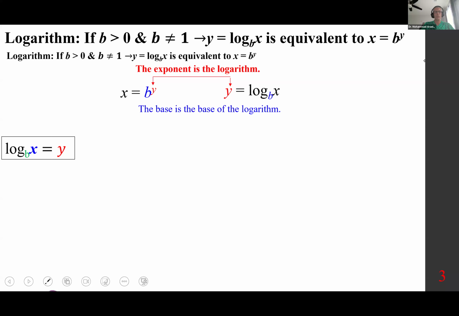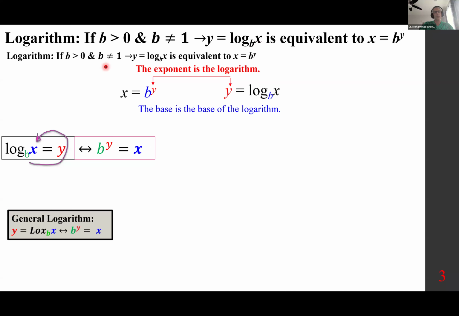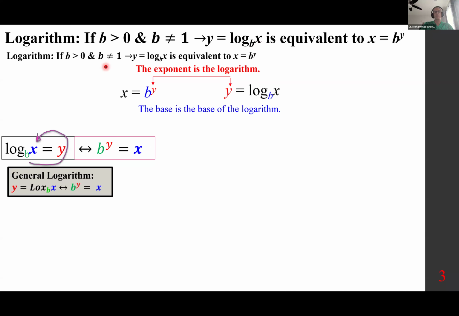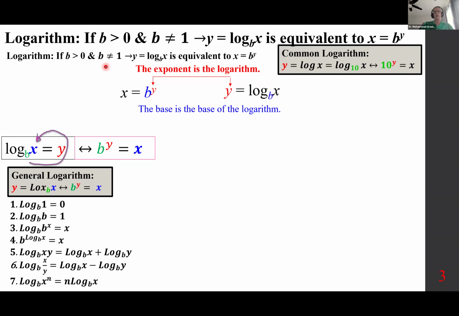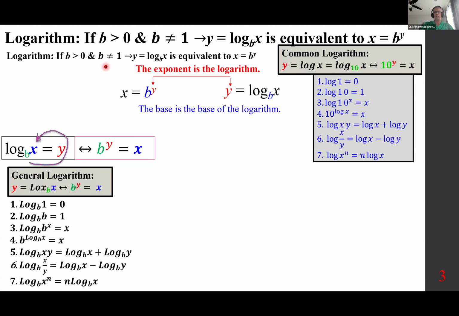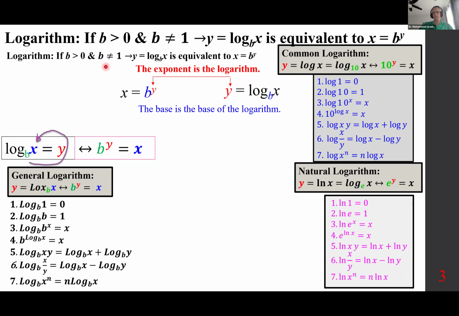Logs and what they mean, all we have to do, pay attention to this arrow. Log x base b equals y means b to the power of y equals x, as long as b, the base, is positive and it can't be 1, giving rise to these properties. For common log, the base is 10, and for natural log, the base is e.